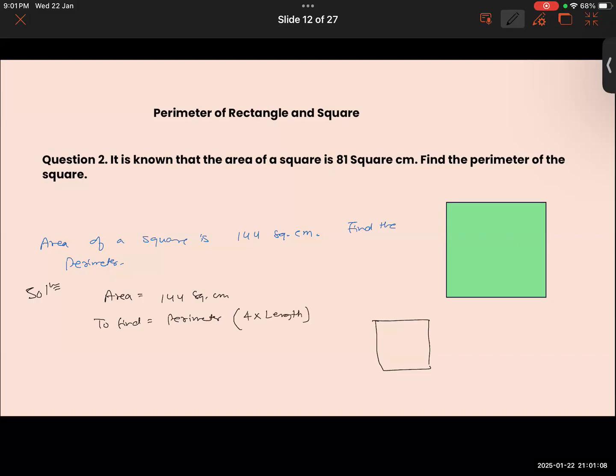Also, what is the formula to calculate area? How is the area calculated for the square? Tell me. In the previous class we have learned about the area formula for the square. No, the formula required.